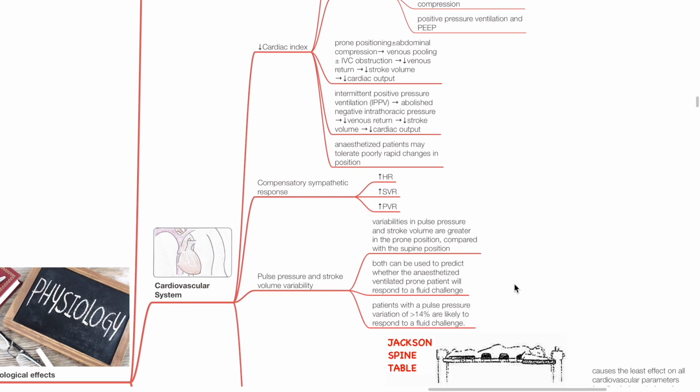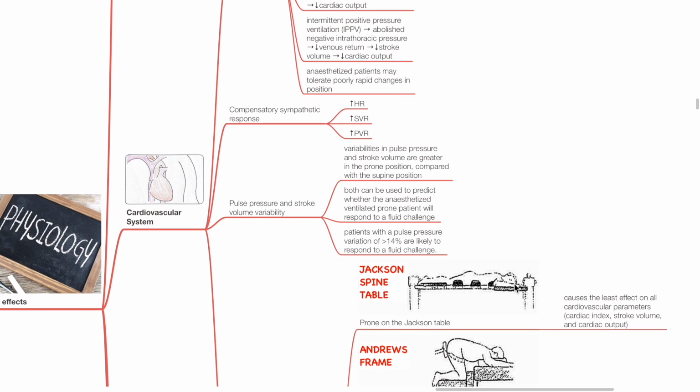Compensatory sympathetic response occurs with increased heart rate, systemic vascular resistance, and pulmonary vascular resistance. Pulse pressure and stroke volume variability: variability in pulse pressure and stroke volume are greater in the prone position compared with the supine position. Both can be used to predict whether the anesthetized ventilated prone patient will respond to a fluid challenge. Patients with a pulse pressure variation of more than 14% are likely to respond to a fluid challenge.